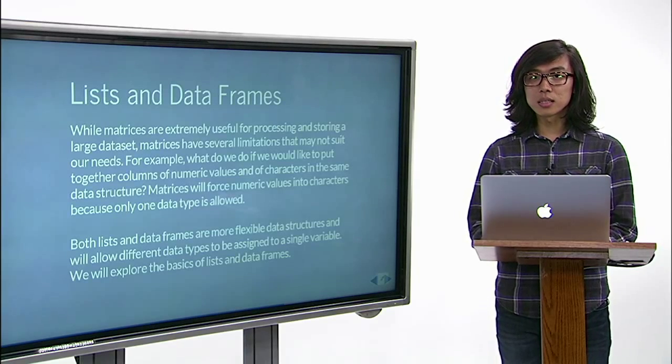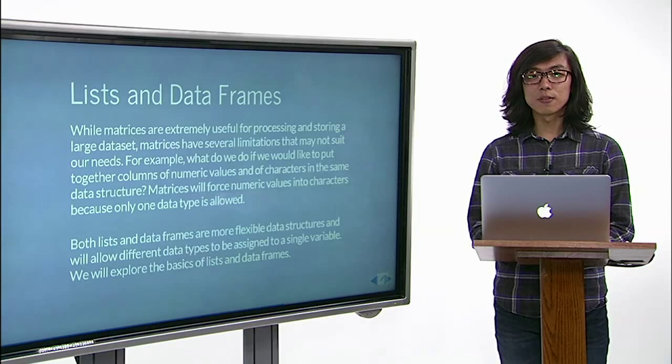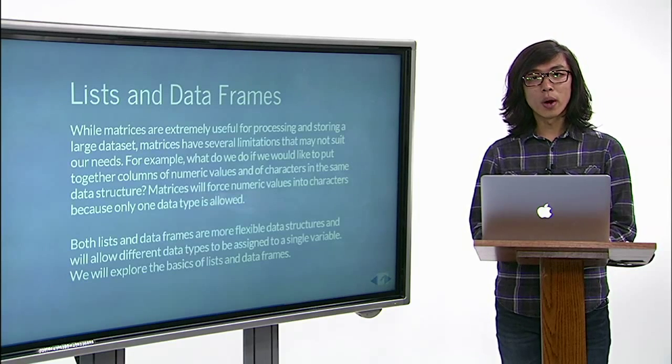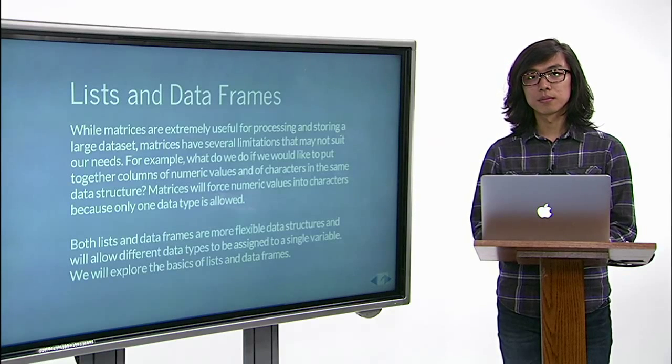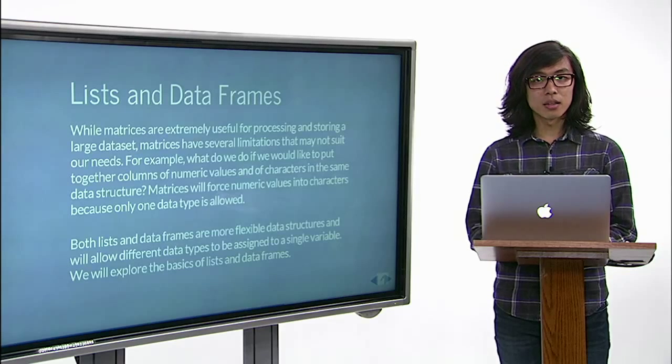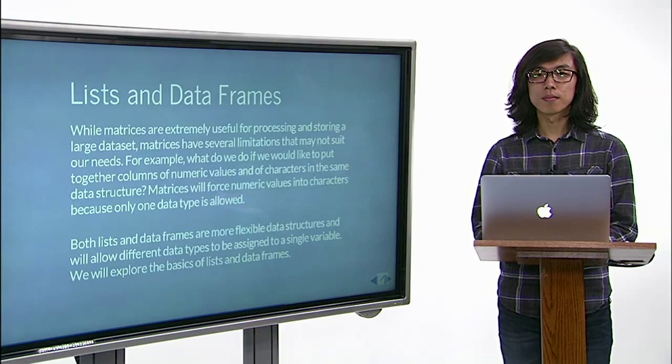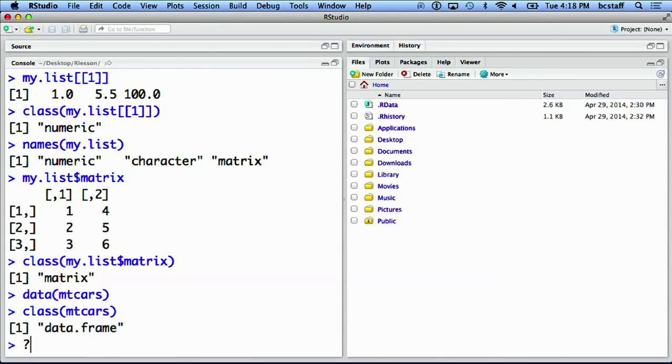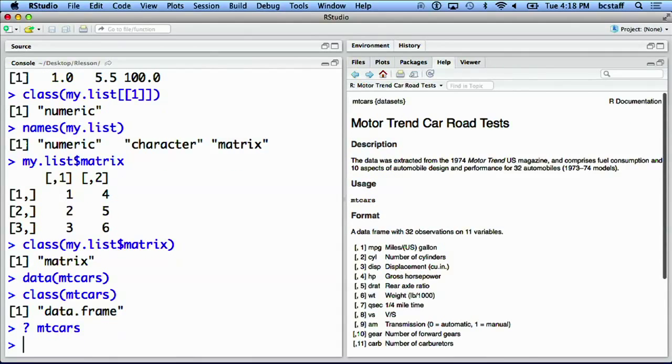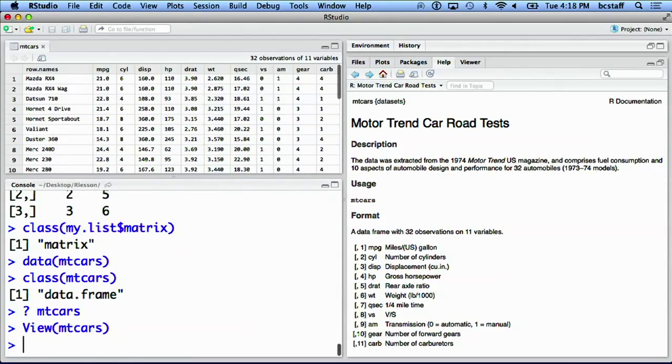mtcars contains statistics about 32 cars in 1974, including miles per gallon, weight, number of cylinders, and others. Each row is one car, and each column one of many characteristics. Let's see a help file about mtcars with question mark mtcars. RStudio provides a functionality to display the data in a spreadsheet using a function called View. View mtcars. And here, we see all 32 observations of 11 variables in a spreadsheet.